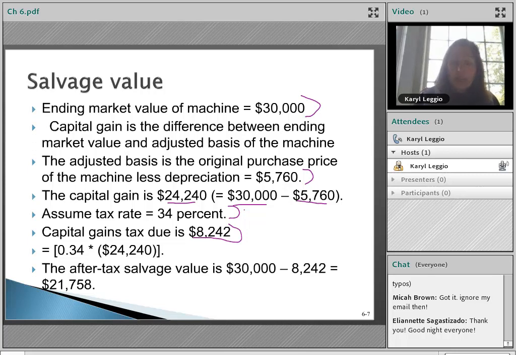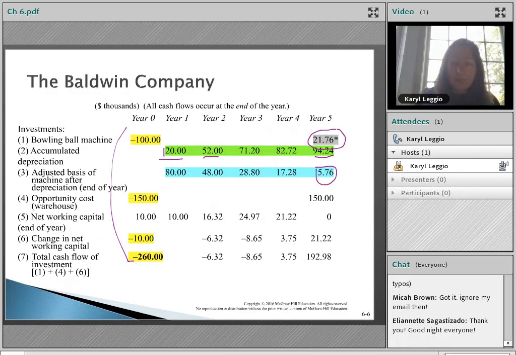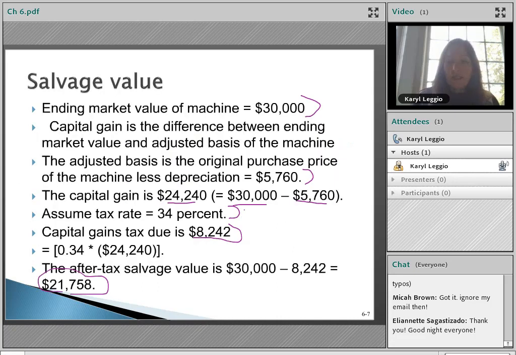So our after-tax salvage value becomes $21,758, and we see that on our spreadsheet, or on our slide right here. So $21,758 rounded to 21.76. So again, we get $30,000 for the asset, but because it's been depreciated down to only be on our books for $5,760, we're going to have to pay the government taxes on that capital gain. So the after-tax salvage value that we get to keep is the $21,758.